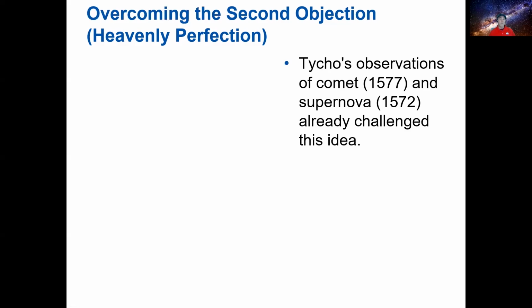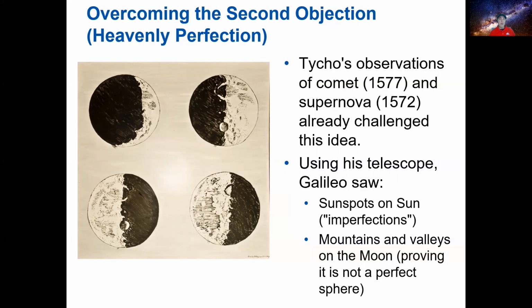The second objection to the Copernican model was that non-circular orbits are not perfect, as heavens should be. Tycho's observation of the nova explosion in 1572 and the movement of comets in 1577 had already shown that the heavens are not as perfect as Aristotle had suggested. But Galileo added more wood to that fire with his observations of the moon. He used his telescope to discover imperfections on the surface of the moon.